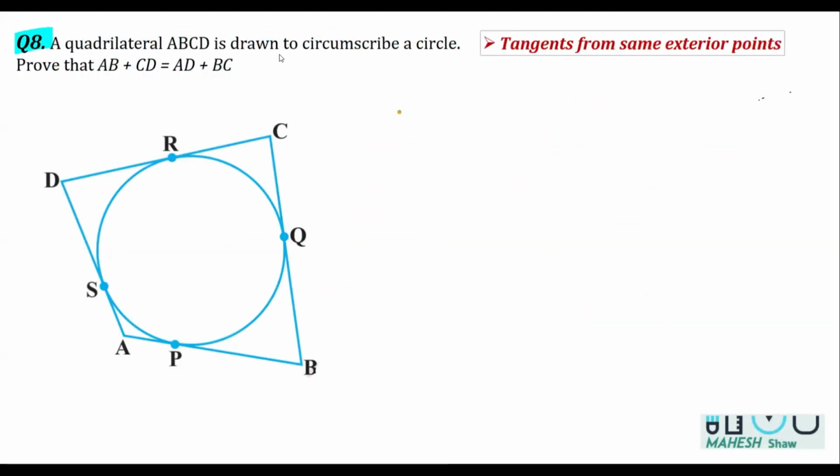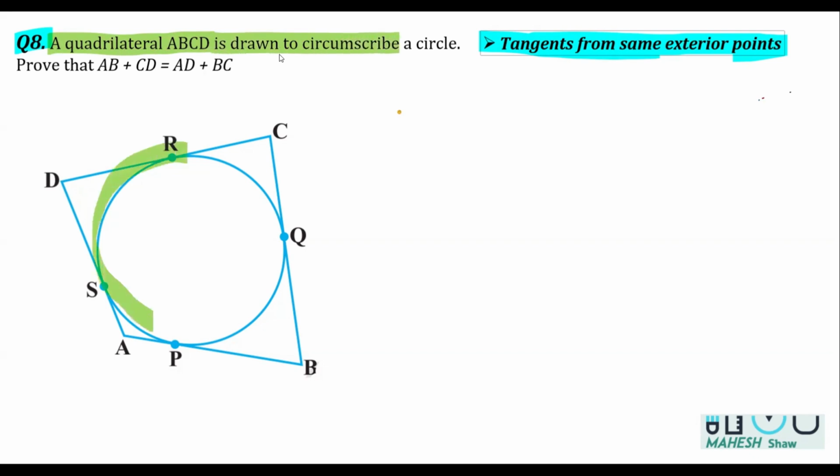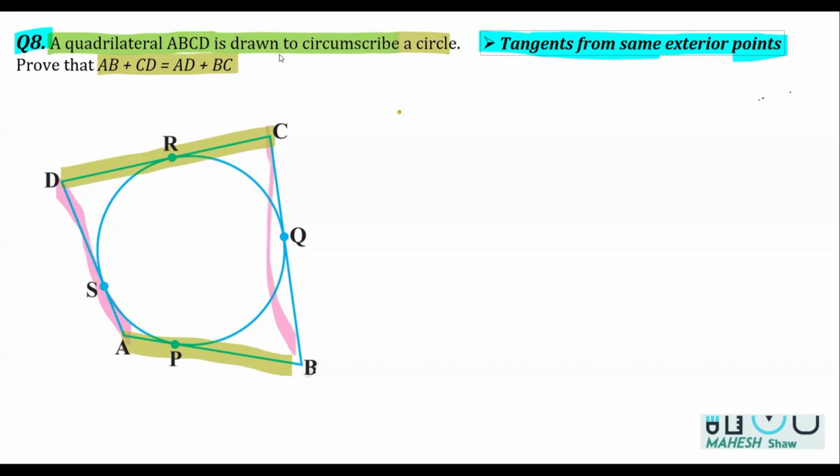The next question, number 8, is based on this property that tangents from same exterior points are equal. The question says that a quadrilateral ABCD, as you can see, is drawn to circumscribe a circle. The circle is inside and the quadrilateral is touching the circle on all 4 sides. What we have to prove is that AB plus CD is equal to AD plus BC, right?